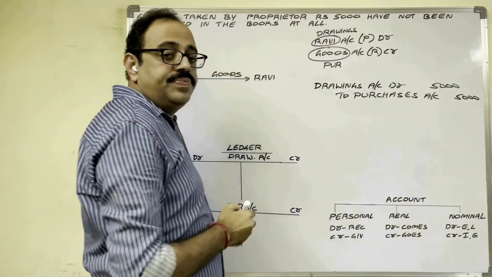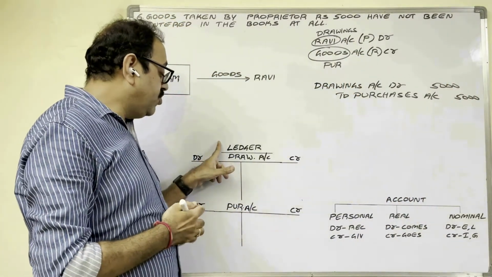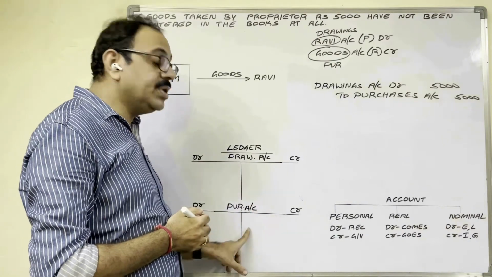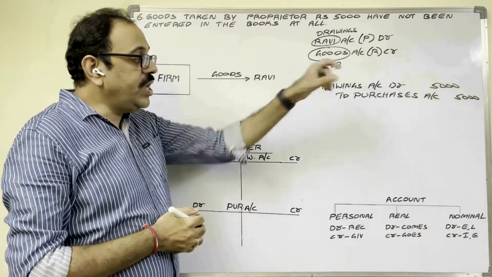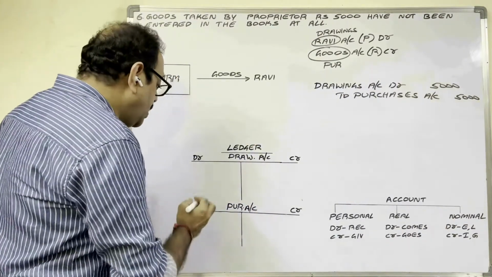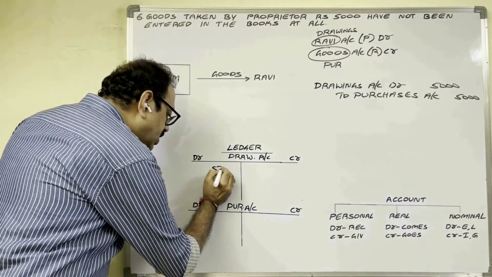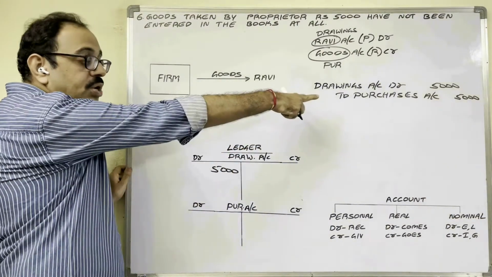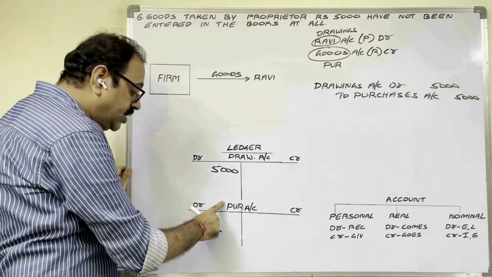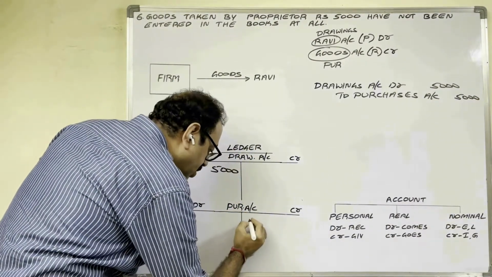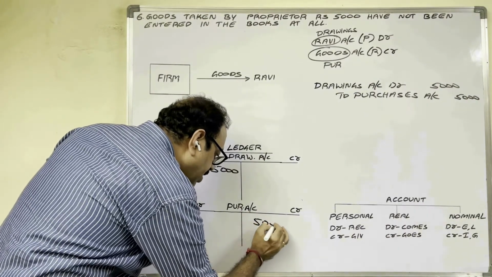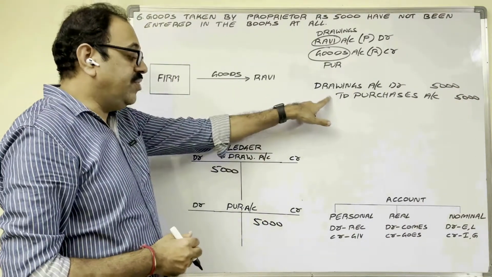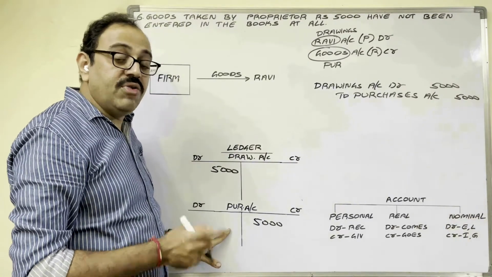Correct entry. Then in ledger, we should post in drawings account and purchases account. As drawings account is debited, in drawings account on debit side, we should post this entry: to purchases 5,000. Purchases account is credited. Therefore, in purchases account on credit side, we should post: by drawings 5,000 rupees. Correct entry, correct posting. Now observe the mistake.